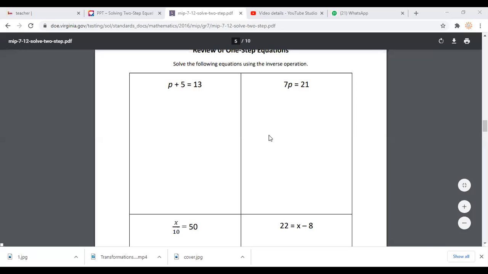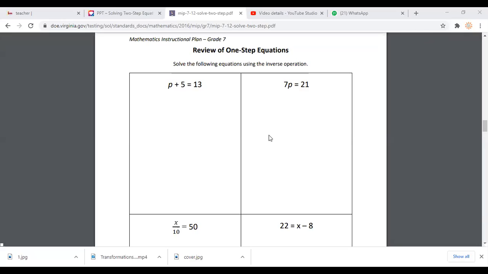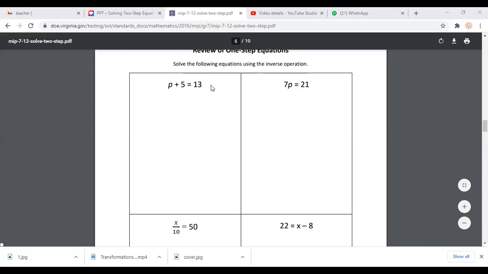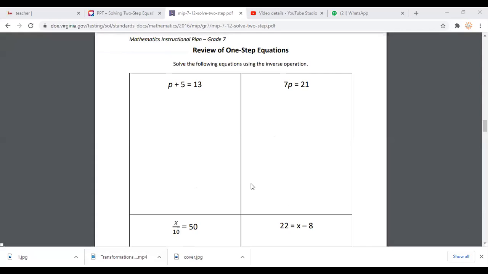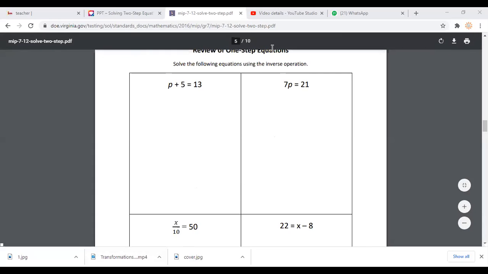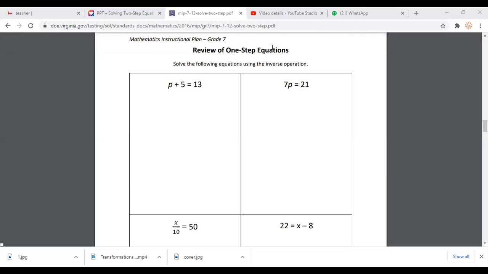In front of us now, we have four different types of questions, because you know that with one step equations, we can use the four main operations, which are adding, subtracting, multiplication, and division. Then we solve it together. b plus 5 equals 13, 7b equals 21, x over 10 equals 50, 22 minus x equals x minus 8.